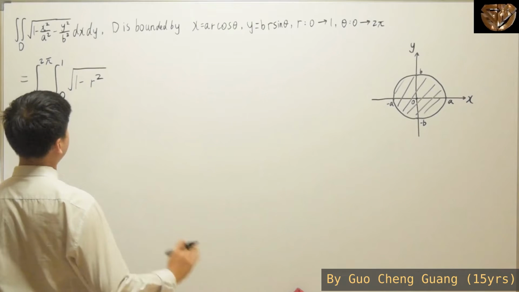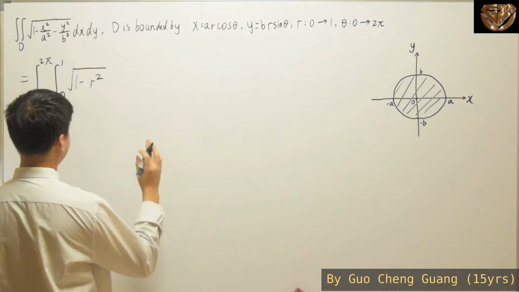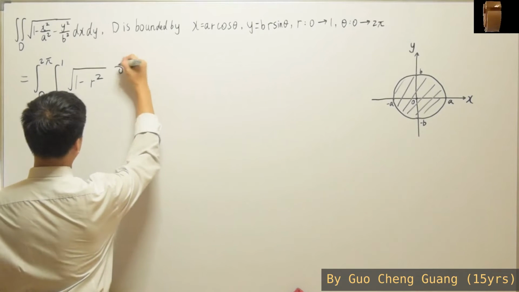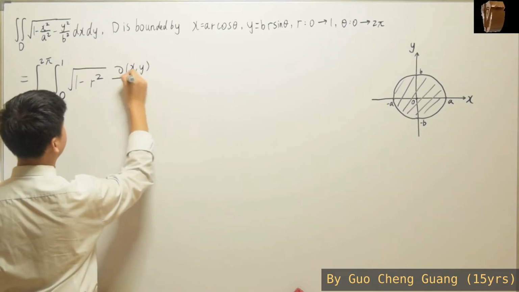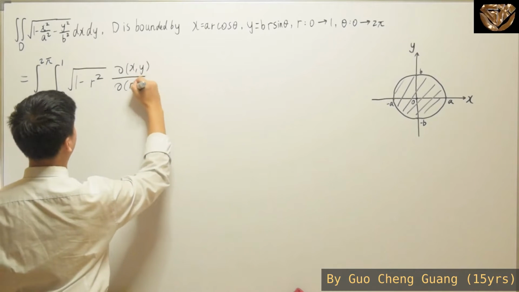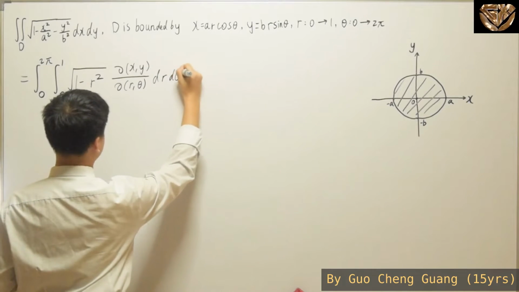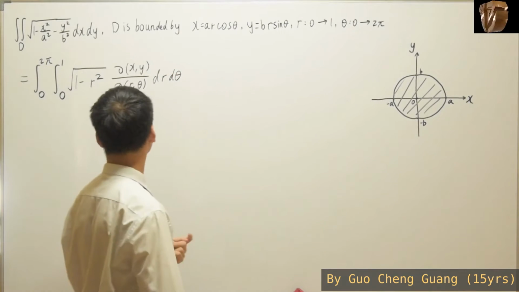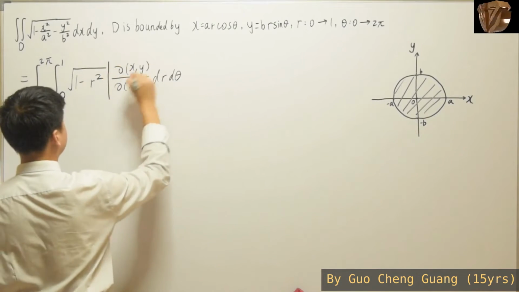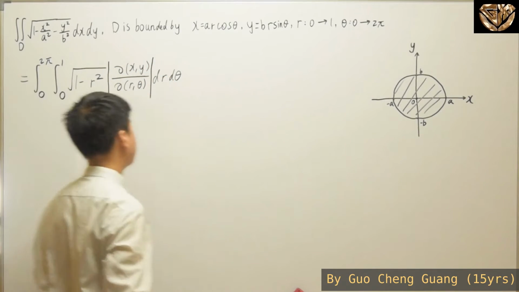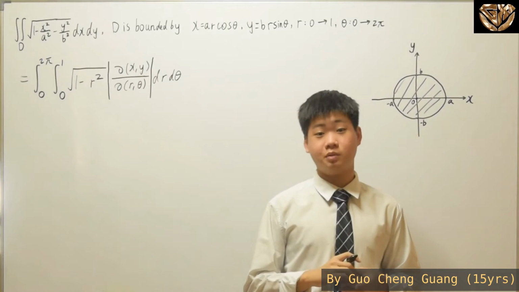But now, you have to be aware, you will need to add on a Jacobian determinant, which you can represent as partial x, y, partial r, theta. So what exactly is this Jacobian determinant? So this, whoops, you need this over here, alright? So what exactly is this Jacobian determinant?